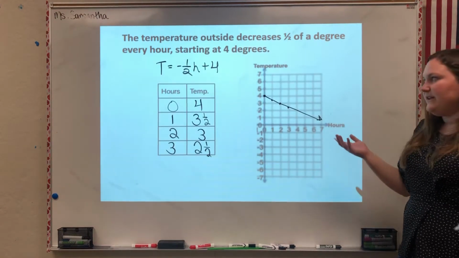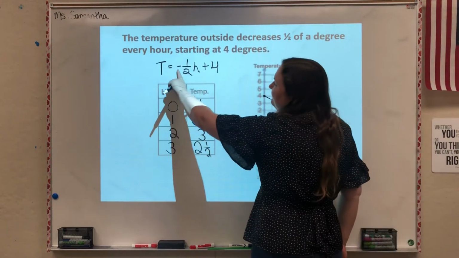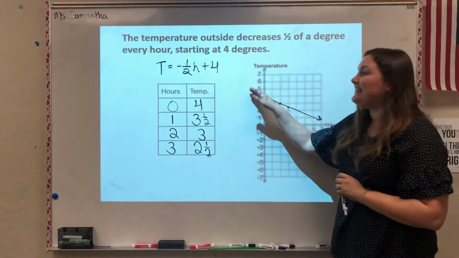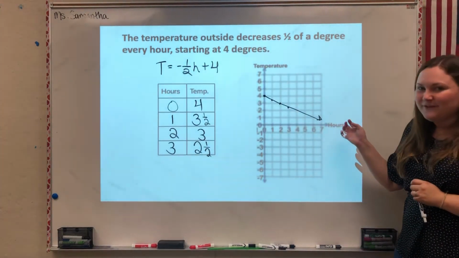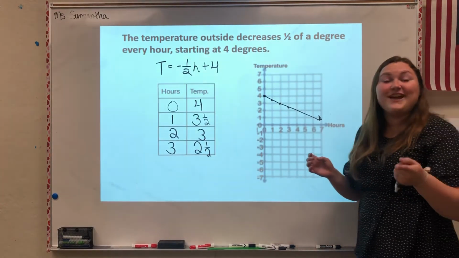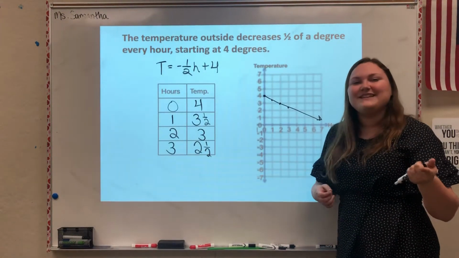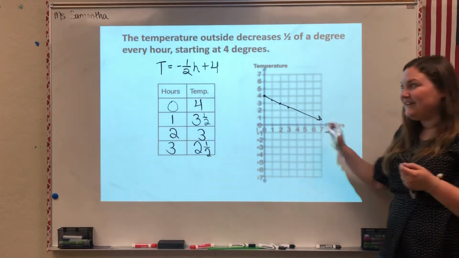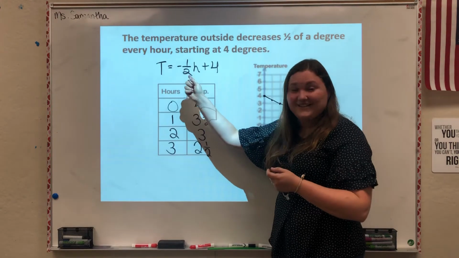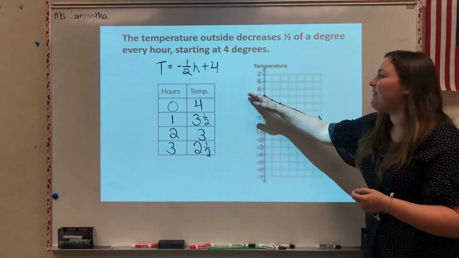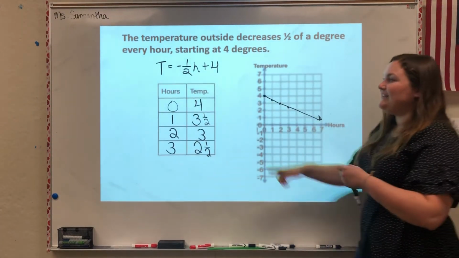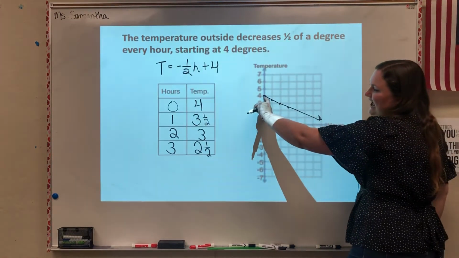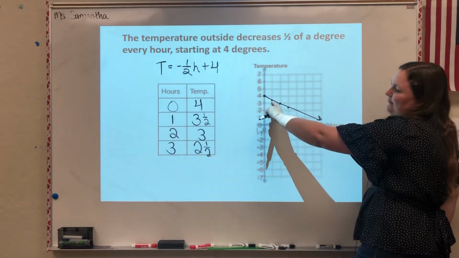And what else are we doing? Here, this -1/2 is telling me how much the line is changing. That negative is telling me my line is going down. Where else have we heard that before? Yesterday, with slope. Remember how we said yesterday, if the slope is negative, it's telling you your line is going down? Look, same idea here. This number here is negative, so our line is going down. It is going down 1/2 degree every hour.